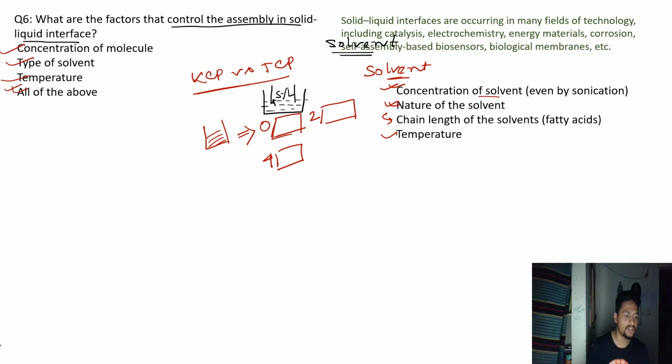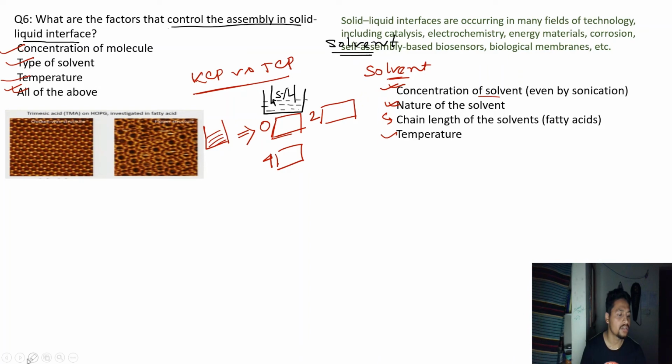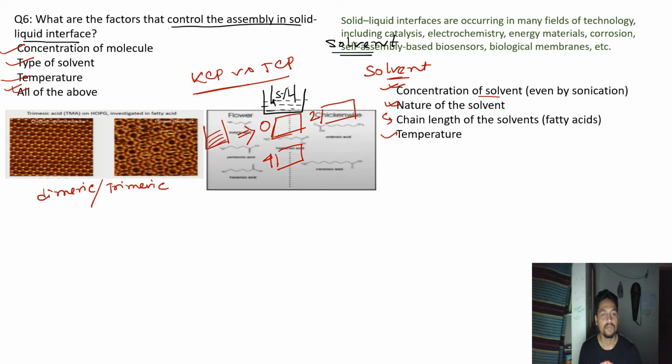I have given some pictures taken from the lectures as well. So this is a normal trimesic acid on the graphene surface. But it can have two different kinds of structure: one is the chicken wire structure and the other is the flower structure, depending upon the dimeric or trimeric hydrogen bond. Right? We can have both. Now let me erase this so you will understand.